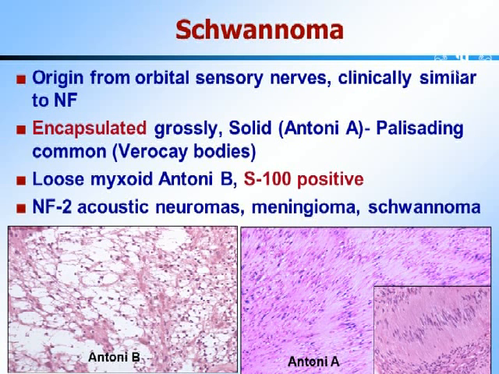And schwannomas have the typical Antoni A and Antoni B areas. They are encapsulated. These are the Verocay bodies, in which you have palisading of the nuclei, and these are the Antoni A areas, and these are the loose Antoni B areas. They are also S100 positive, and these are usually associated with neurofibromatosis type 2, in which you should look for associated meningiomas and schwannomas.